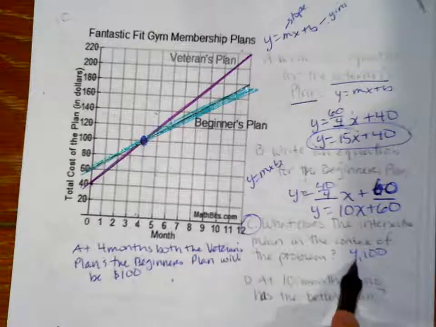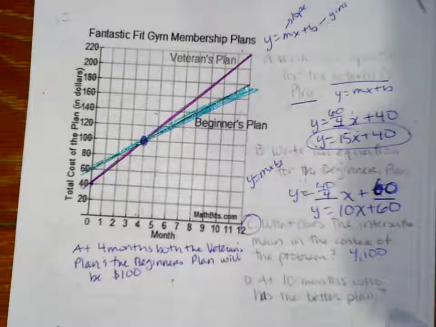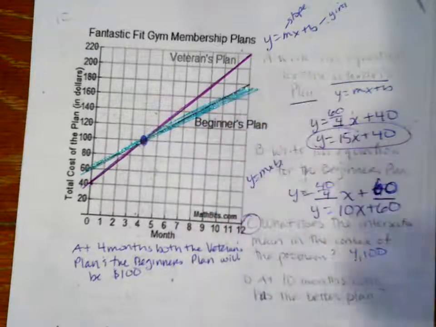Telling me that 4, 100, it's a point where they intersect, that's not helping me out in the context of the problem. Yeah, that's the intersection, but what does that mean?